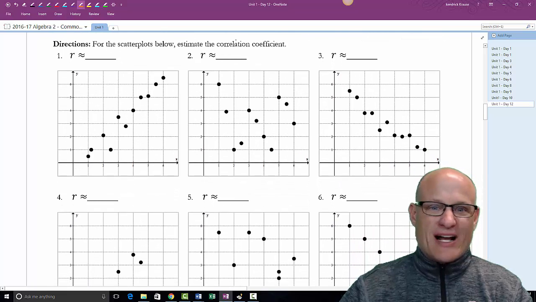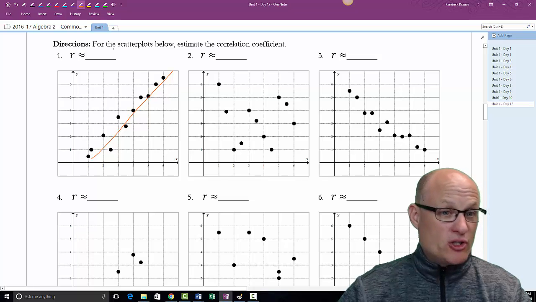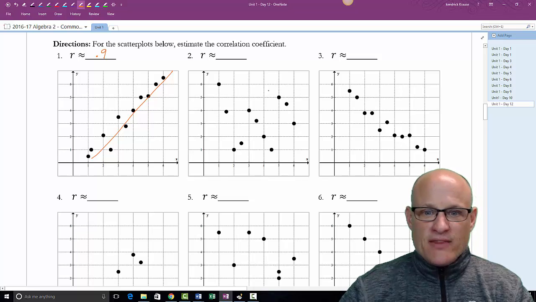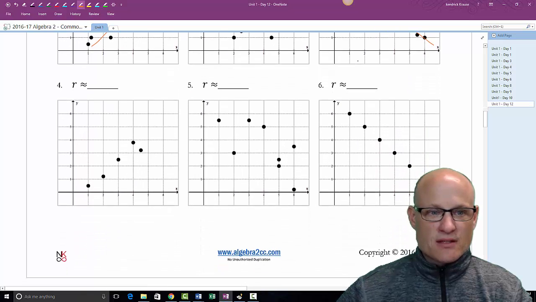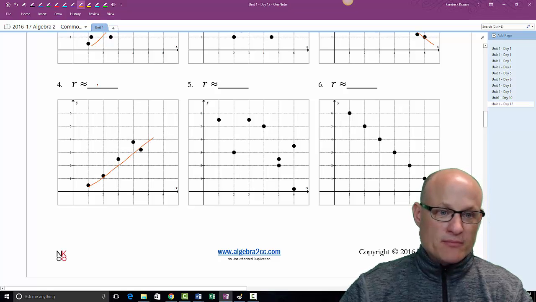For the scatter plot below, estimate the correlation coefficient. If I draw that line in, that line has a positive slope. Now it's not perfect, but it's good. So I might say something like 0.9. This one here, there ain't no telling. These points are all over the place. This is going to be close to 0. And this one here looks a lot like that last one, but it's coming down. So how about negative 0.9? This one here is going up, so it has a positive slope. So we might be, again, 0.9.